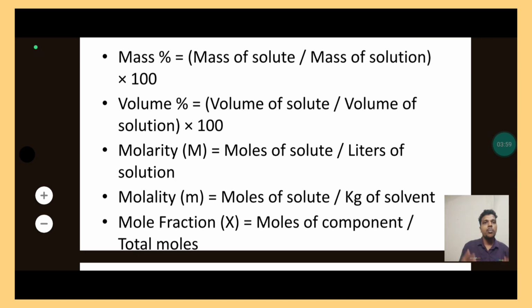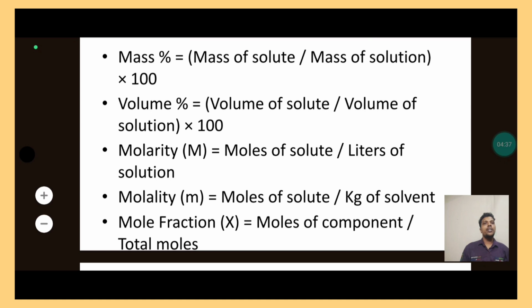The last topic is mole fraction. Mole fraction is the moles of a component divided by the total moles. For example, if there are 2 components A and B in a solution, A is present in 2 moles and B is present in 3 moles. Then the mole fraction of A is 2 by 5. How it happens is that the moles of the first component is 2 and the total number of moles is 2 plus 3, which is 5. In that case, we get the mole fraction of A as 2 by 5.